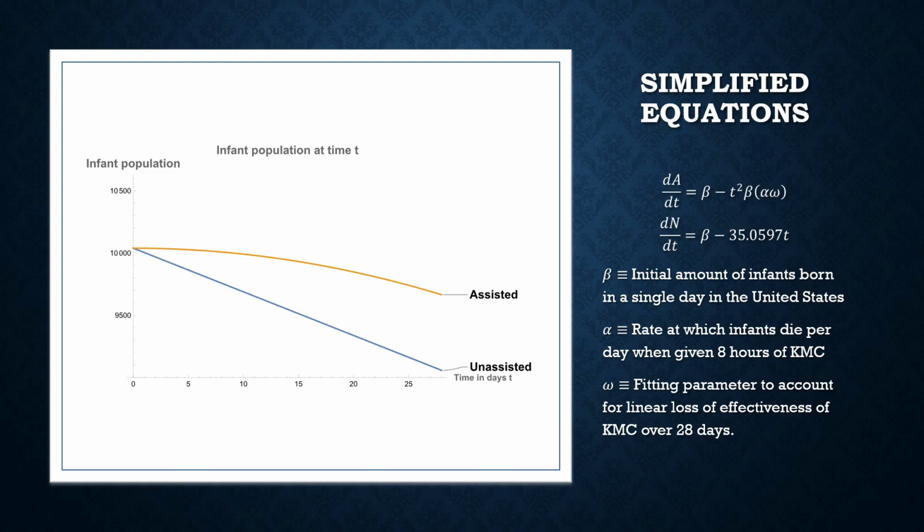Using the unassisted graph, where we have a constant linear death rate, as mentioned previously in the assumptions, and then we see our assisted graph on the top, which has our main model of 8 hours of KMC applied. Here we can see that the rate of death of the infant population has slowed significantly over time.